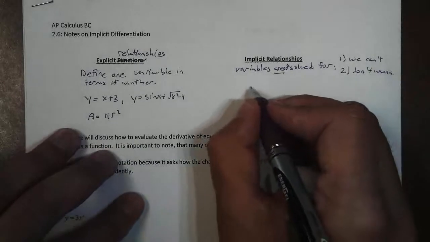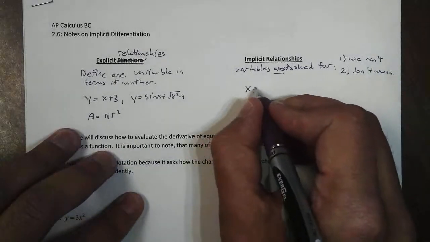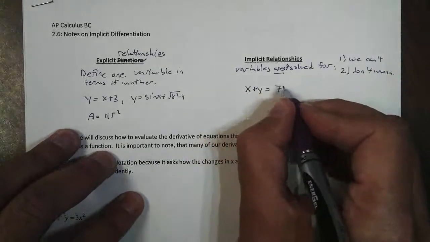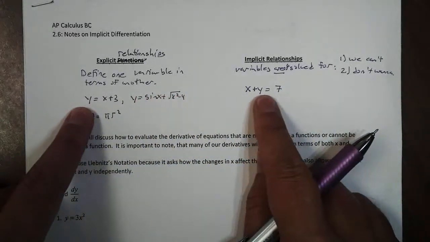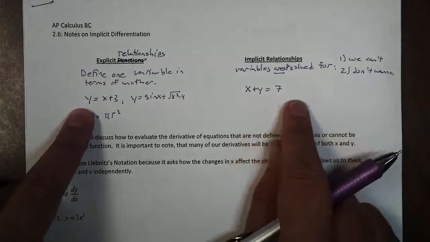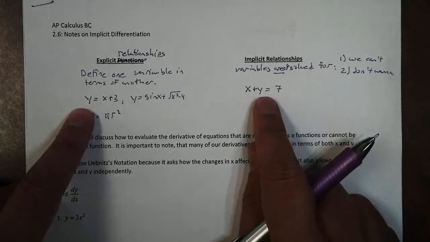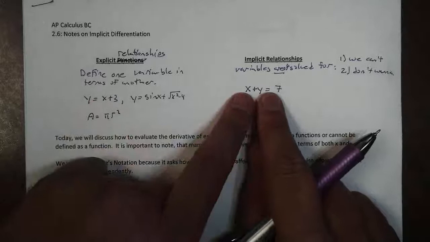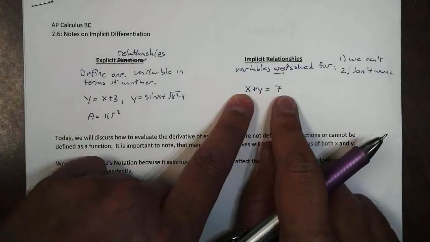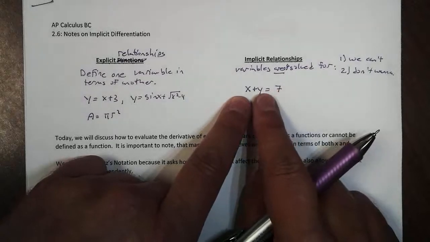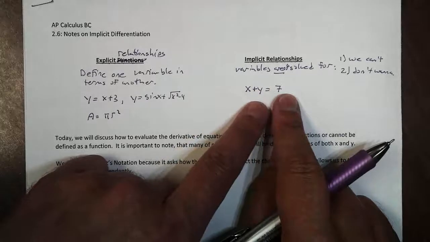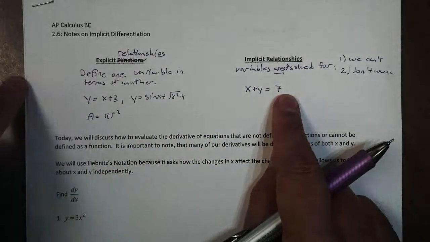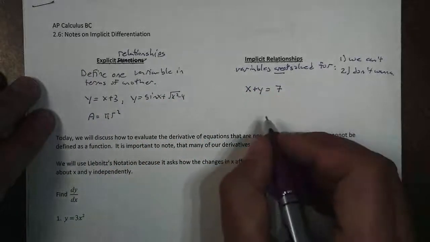An example of an implicit relationship would be x plus y equals 7. Even though this is a line, just like this one is, this is considered an implicit relationship, because neither variable is in terms of the other. Y isn't in terms of x, and x isn't in terms of y. I could make this explicit by solving for y, making it 7 minus x, and then it would jump into this column. So this is called an implicit.